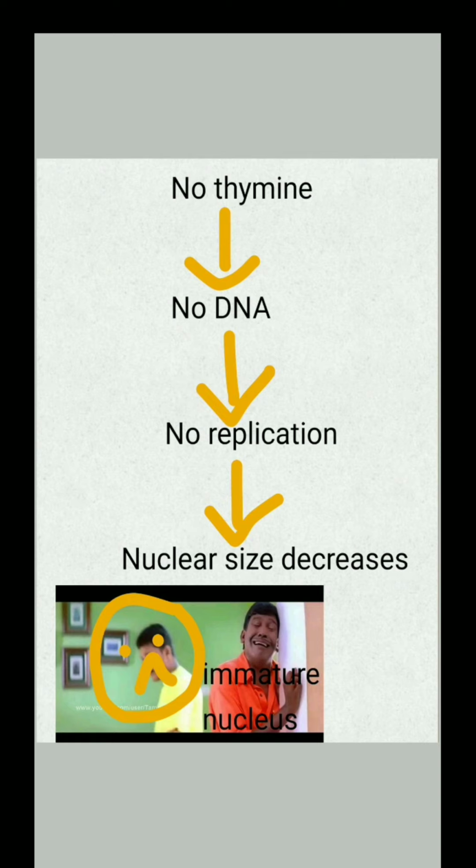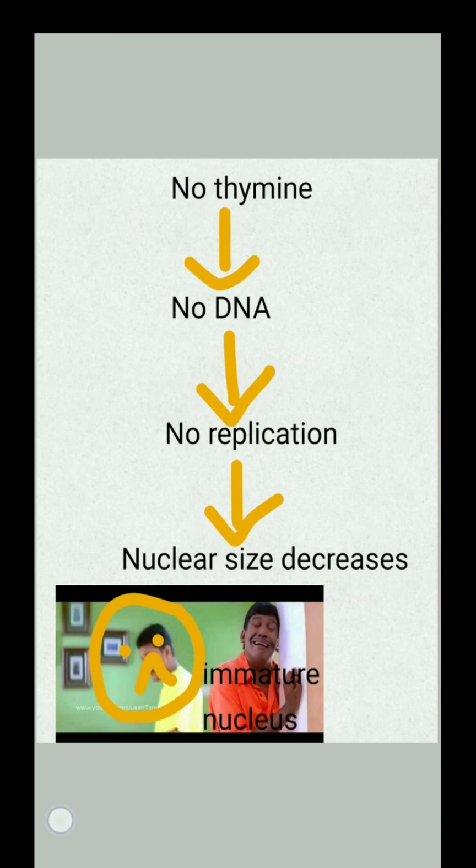With this, we come to the conclusion that without folic acid and vitamin B12, we can't get the methylene group. Without the methylene group, we can't get thymine. Without thymine, we can't make DNA. Without DNA, replication cannot happen. Without replication, the nucleus size will decrease.